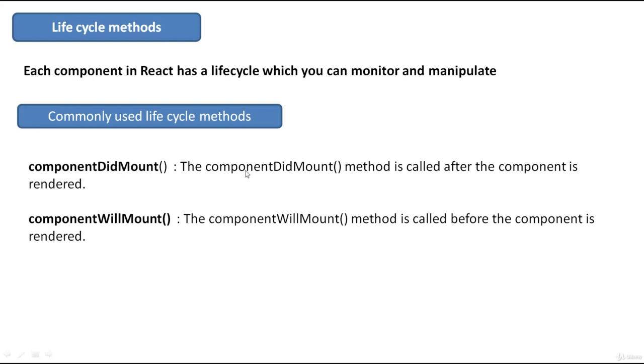So the first component lifecycle method is componentDidMount. First we will see the definition of it. The componentDidMount method is called after the component renders. So if you create a componentDidMount method in any class component in the React.js application, it will be called automatically by the React compiler whenever the component is rendered. So after the component is rendered, this method will be called automatically by the React compiler. So this is the use of the componentDidMount lifecycle method in React.js.